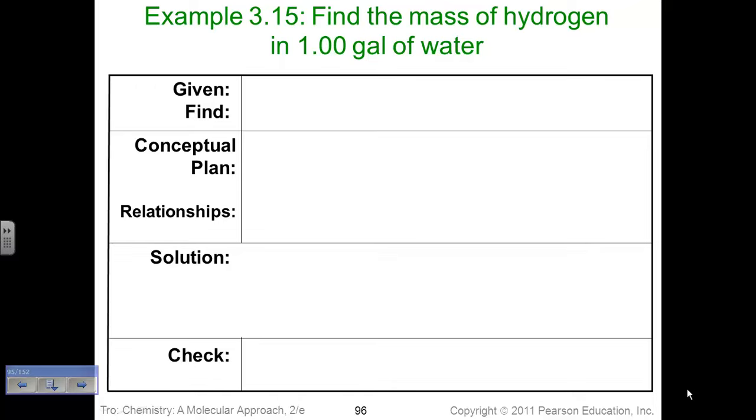Find the mass of hydrogen in 1.00 gallons of water. I apologize, I'm fighting this head cold still. Now, a couple of things I wouldn't know, that I'd have to go to Google or my chemistry book and look up some conversions in the back.